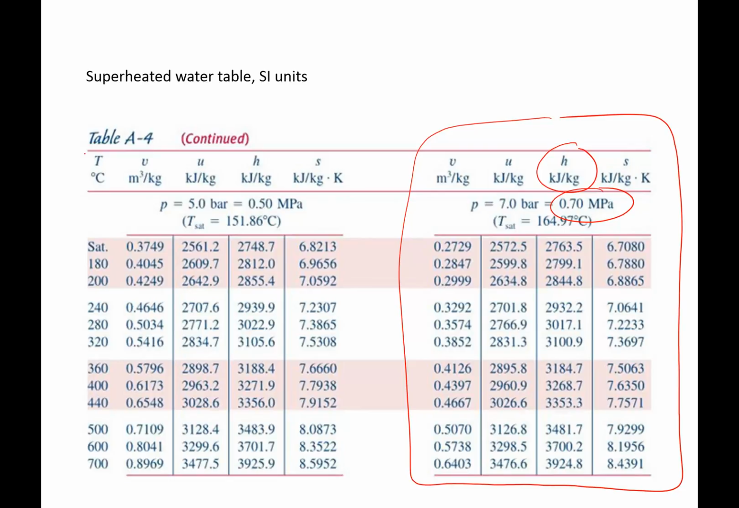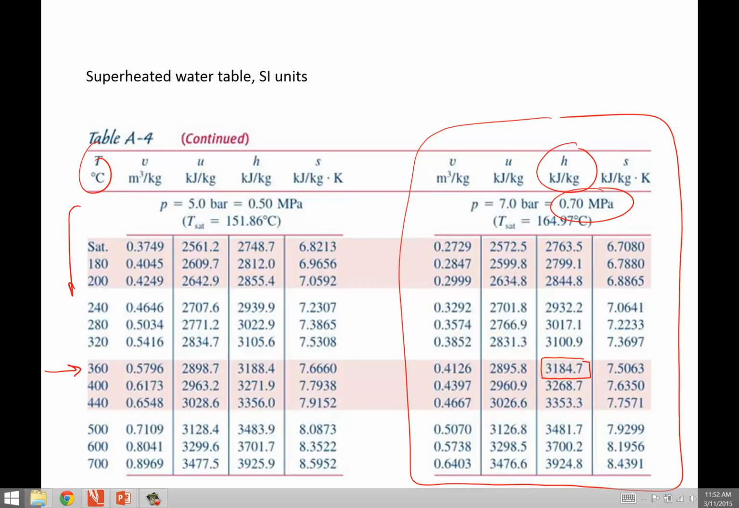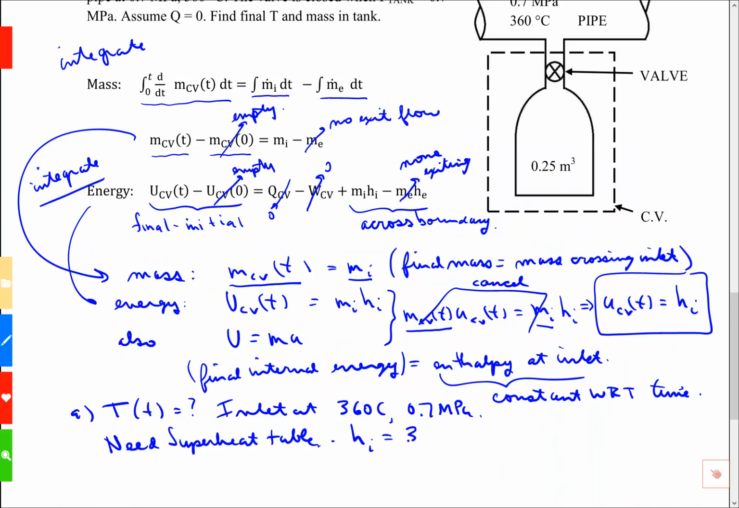The temperature goes down this column here. We're lucky, we've got the temperature that we need, 360, in this row. We'll come across, and here's the enthalpy value at the state for the inlet pipe: 3184.7. Let's transfer that back. 3184.7, and this is in kilojoules per kilogram.